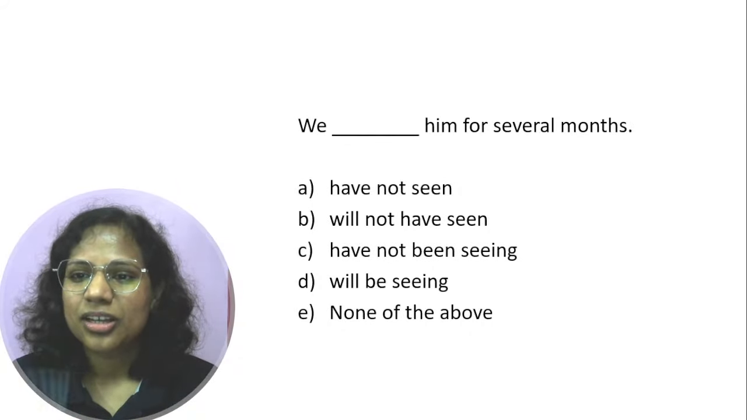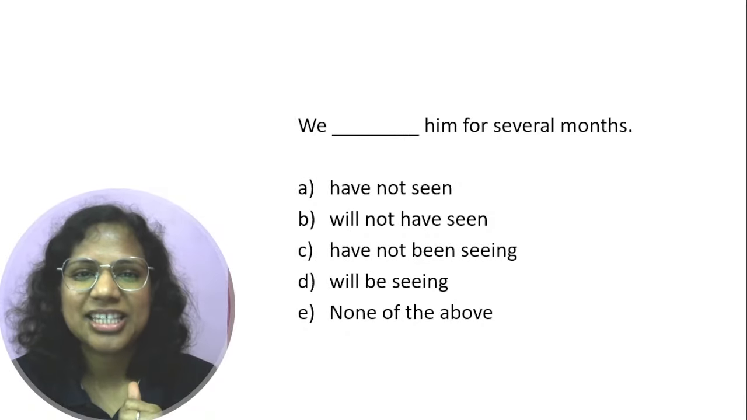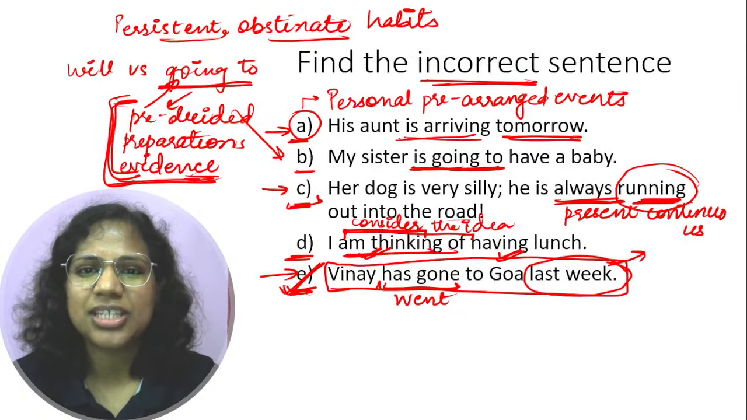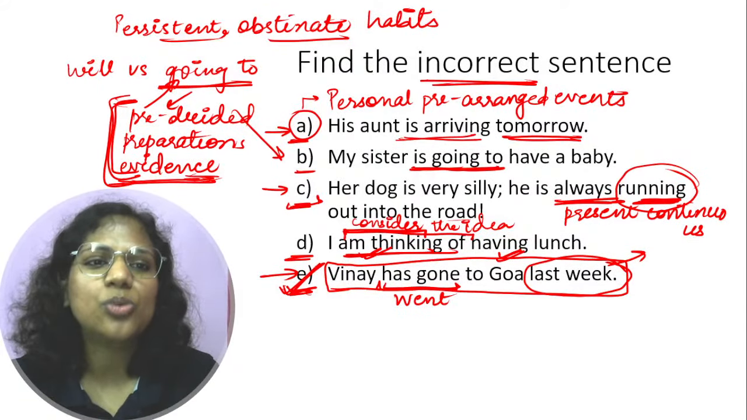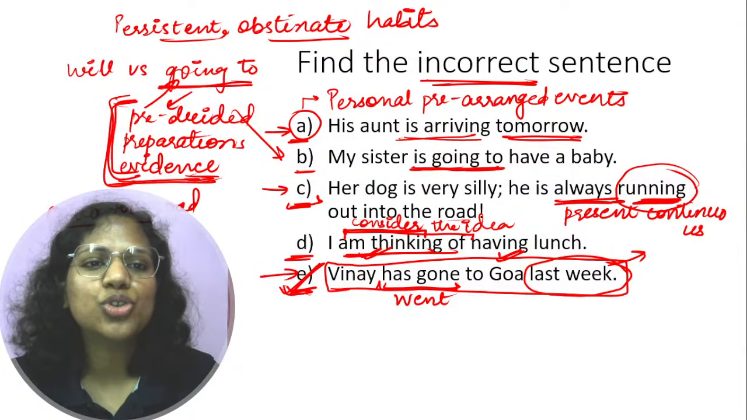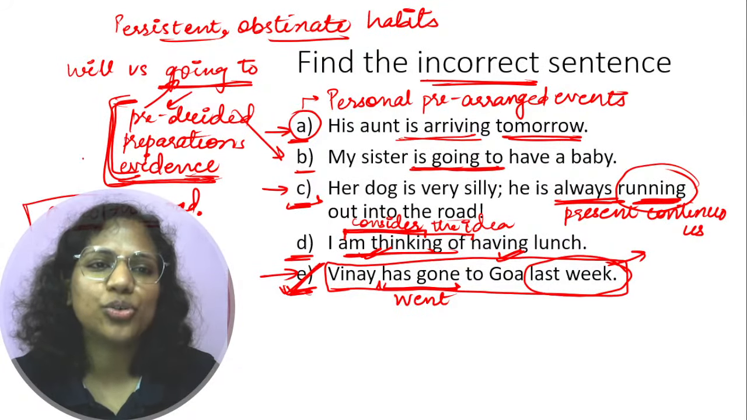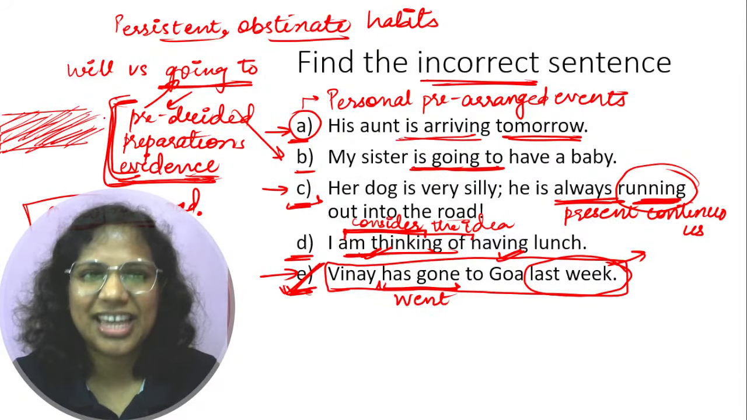Okay. How is "into the road" correct? Should it not be "onto the road"? A good question, Sairish. Let's see. So Sairish is saying, why am I saying "out into the road"? Why am I not saying "out onto the road"? So usually, yes, we should use "onto the road" because we treat the road as a surface. We treat the road as a surface, right?